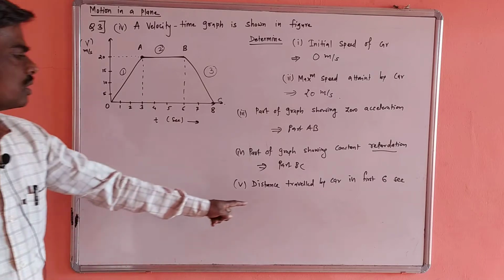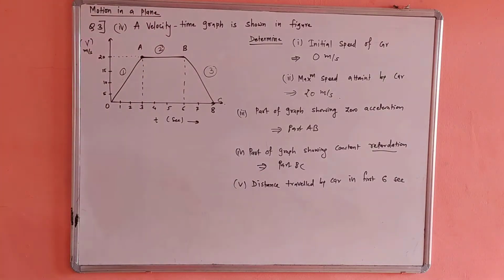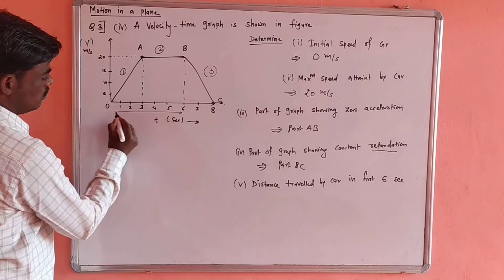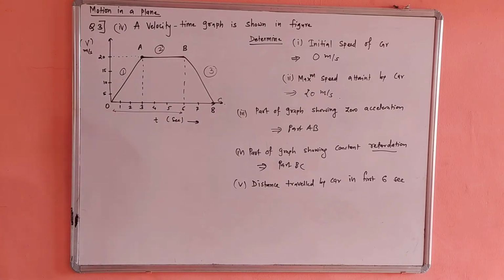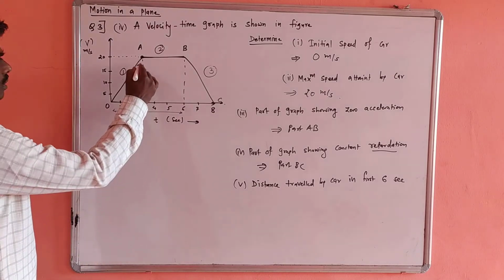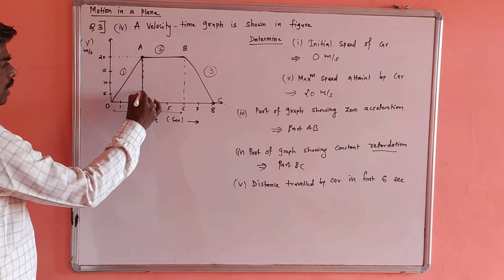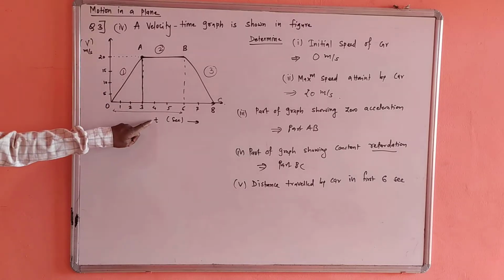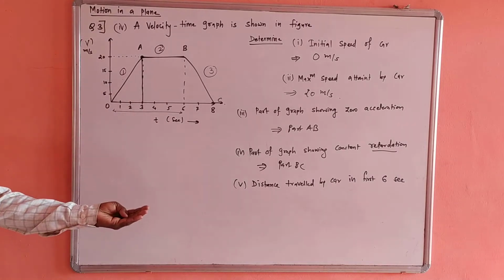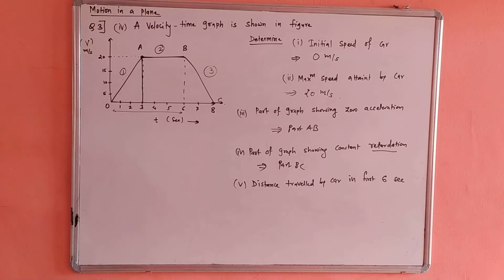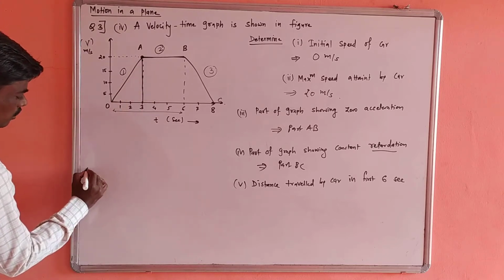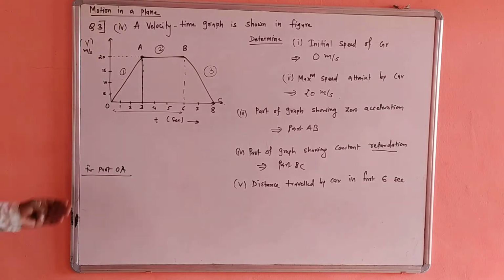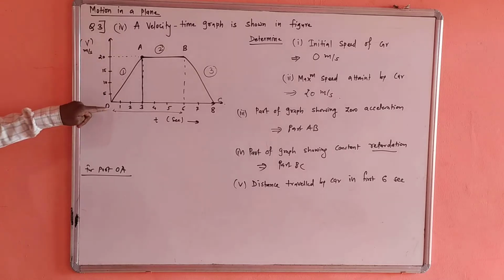And the last question, distance traveled by car in first 6 seconds. So for these first 6 seconds, we have to find out distance. So to find out distance, we can use velocity into time. It is nothing but distance or displacement. So for part OA, we can find out distance by area of this triangle.